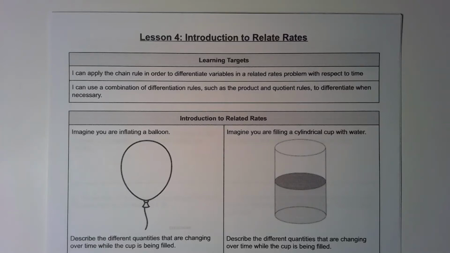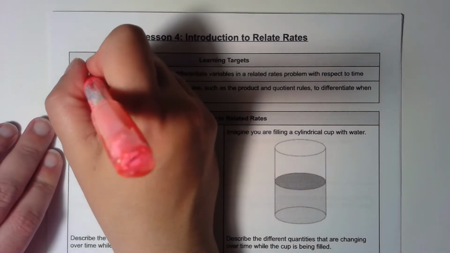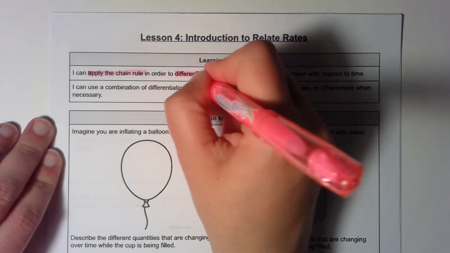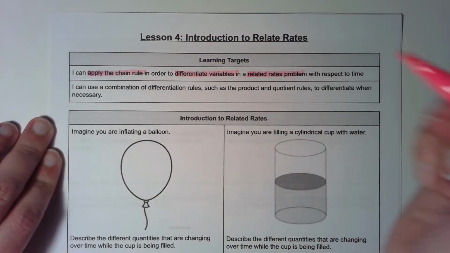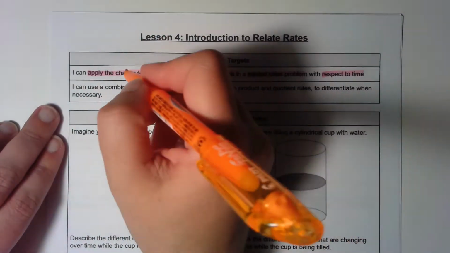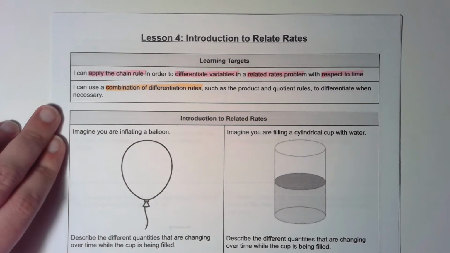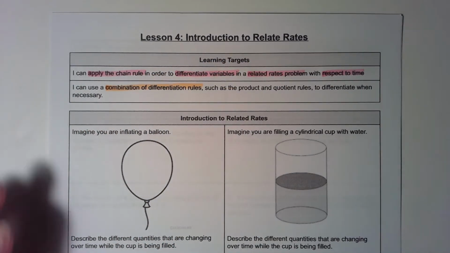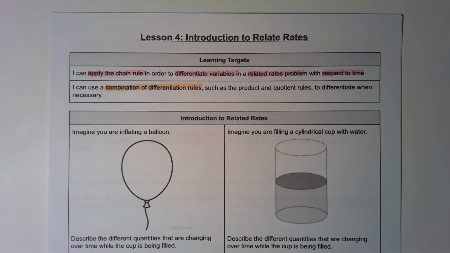Everybody, and welcome back to Unit 4, Lesson 4, which is an introduction to the idea of related rates. There are two learning targets for today. So today we're going to learn how to apply the chain rule in order to differentiate variables in a related rates problem with respect to time. And the second learning target is we are going to use a combination of differentiation rules, including the product and quotient rule, to differentiate when necessary. So you've got to kind of go back and review and remember all those derivative rules.